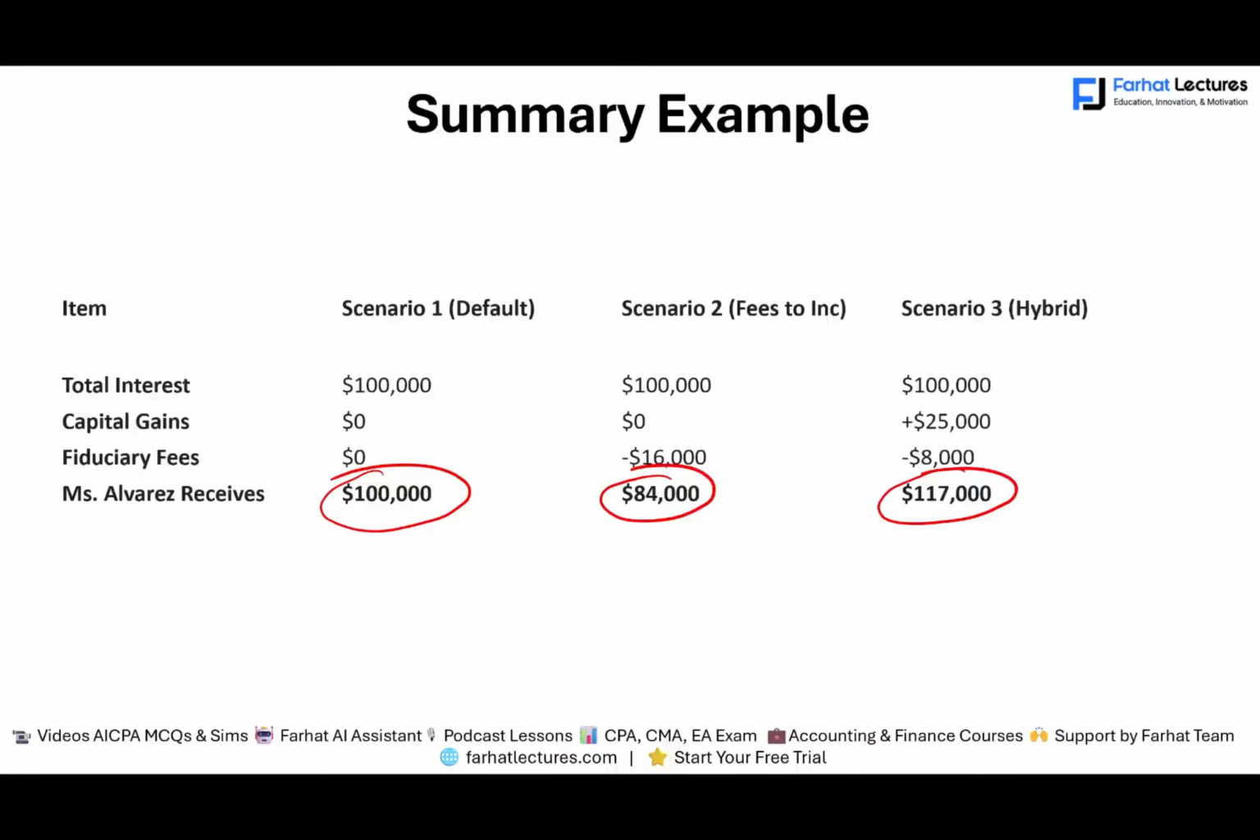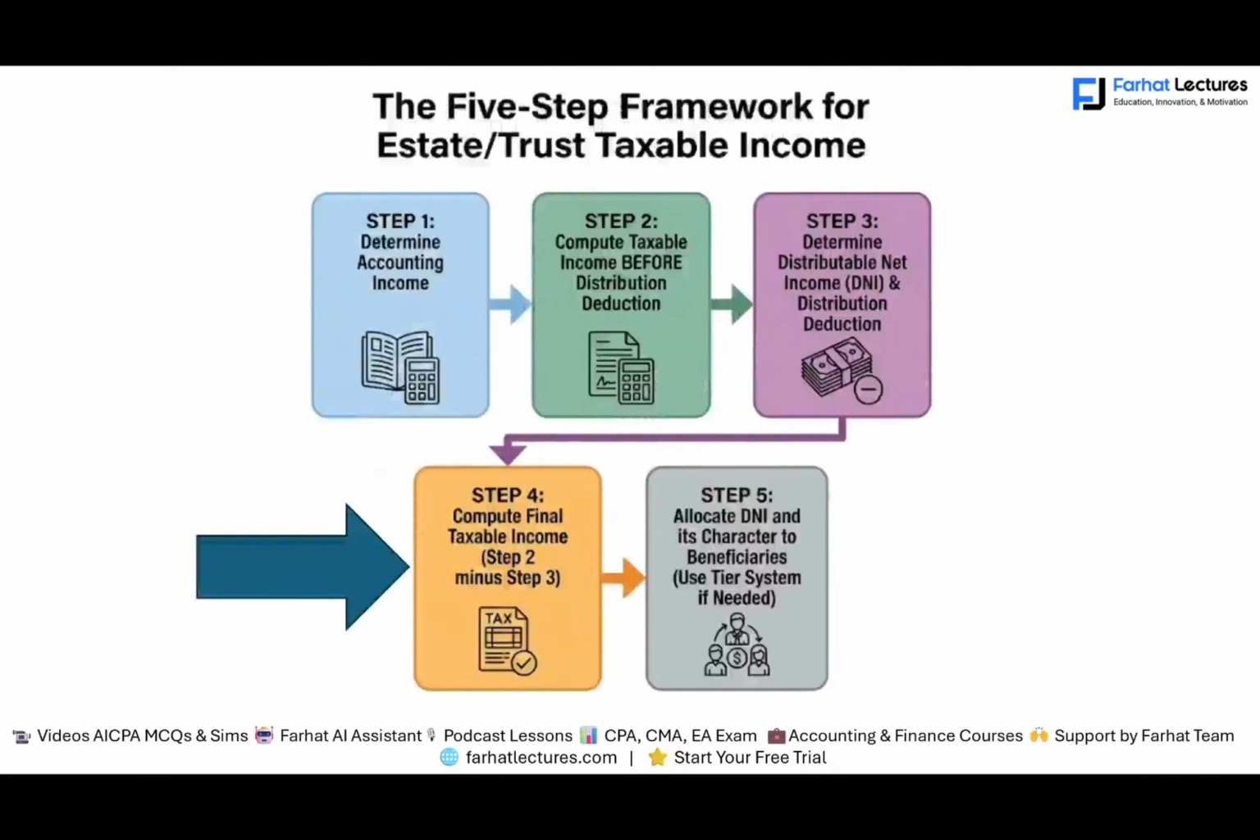So knowing accounting income is important. Why? Here's why. Because first we have to determine accounting income, then we're going to have to compute taxable income before distribution deduction, then determine DNI, then determine the distribution deduction, then compute the final taxable income. So that's why we computed accounting income, because we will need this step later on when we get all the way down here.